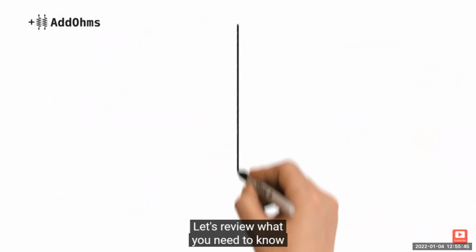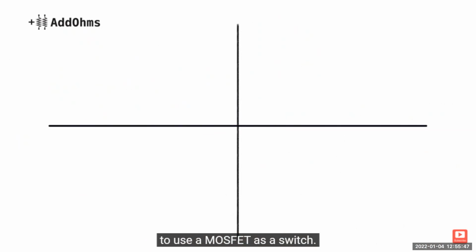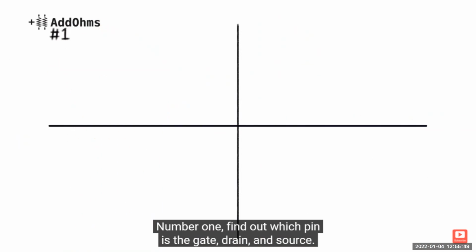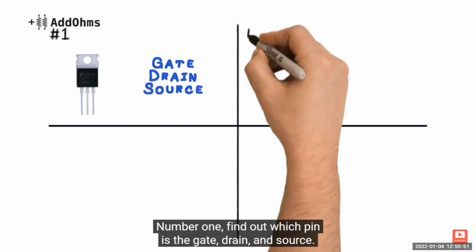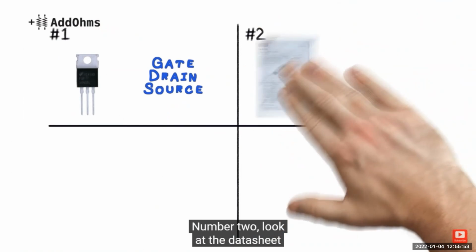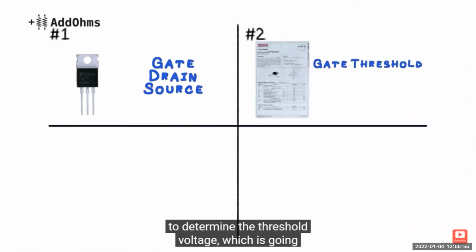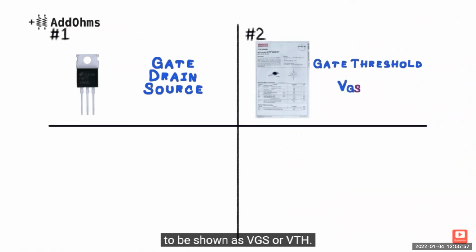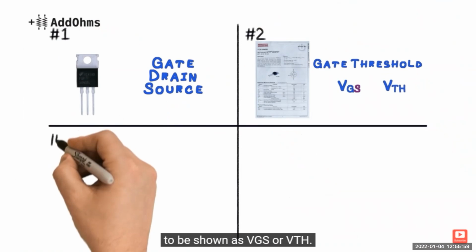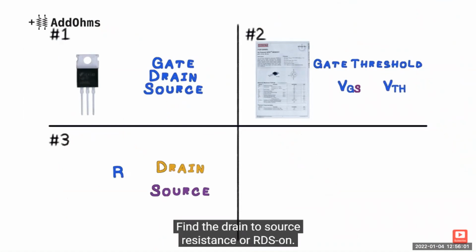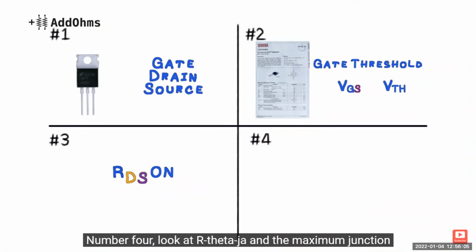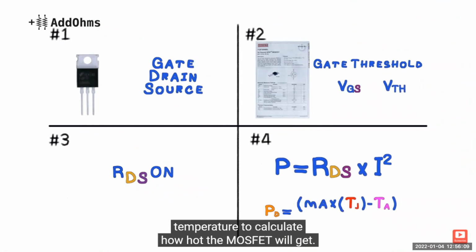Let's review what you need to know to use a MOSFET as a switch. Number 1, find out which pin is the gate, drain, and source. Number 2, look at the datasheet to determine the threshold voltage, which is going to be shown as VGS or VTH. Number 3, find the drain to source resistance or RDS on. Number 4, look at R theta JA and the maximum junction temperature to calculate how hot the MOSFET will get.